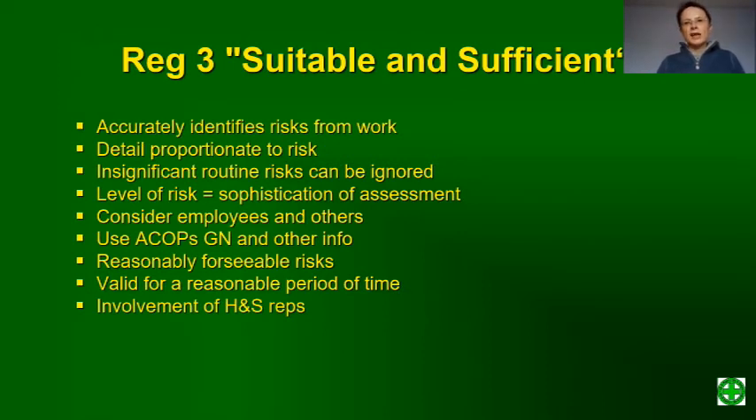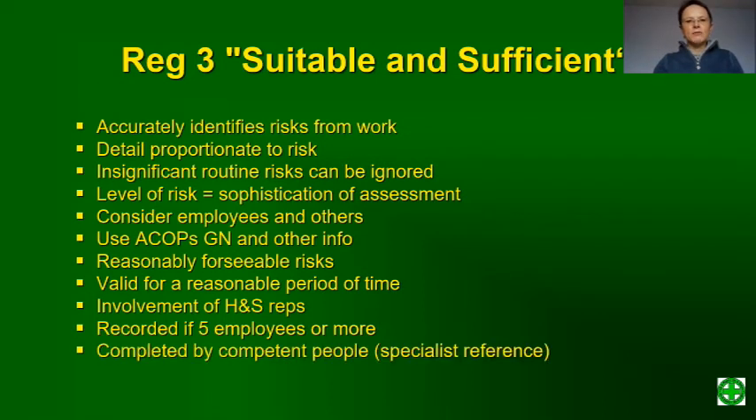If you've got health and safety trade union representatives or ROSEs, representatives of employee safety, we need to involve those people in our risk assessment process. And if you've got 5 or more employees, your assessment and the key significant findings must be recorded. And our suitable and sufficient assessment must be completed by competent people. Even when we talk about a competent person, it could be one person who knows about risk assessment, somebody else who knows about the job. Put those 2 people together and you've got a competent risk assessor.